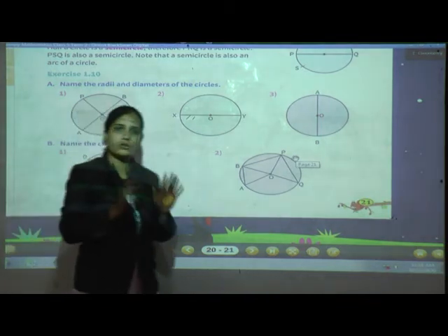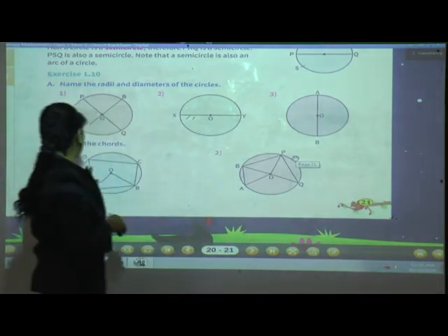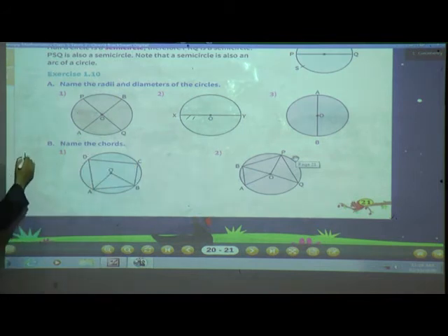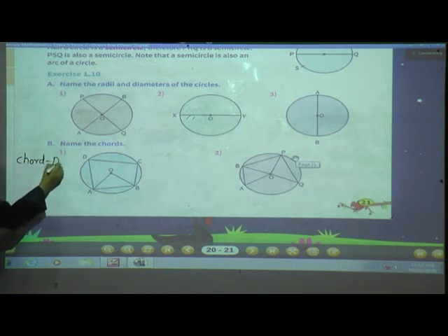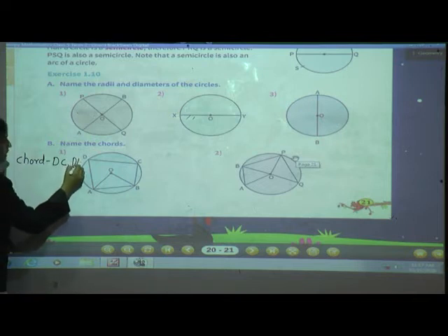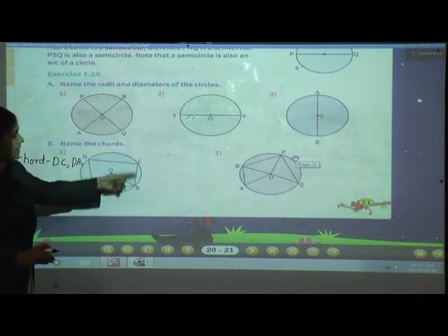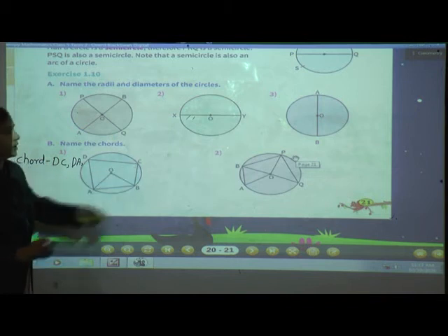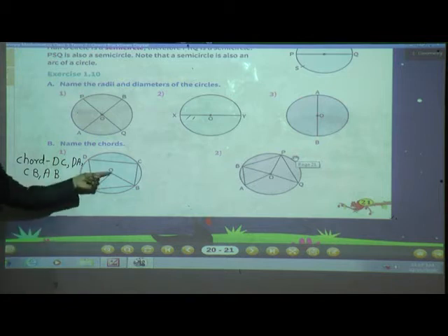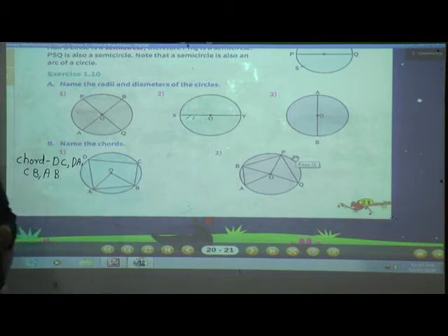Yes, diameter is also a chord, but which one is a chord here? See, BC. Here BC is a chord. Again BA, the end points are on the circle, so that's why BA. Here CB, these end points are on the circle, so that's why CB is a chord. Again here AB. See students, is OA a chord? No, OA and OB are the radius of the circle.